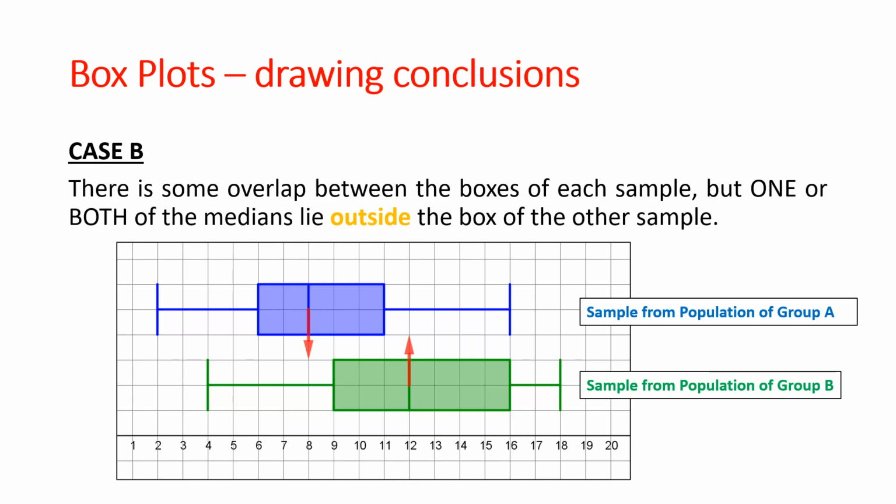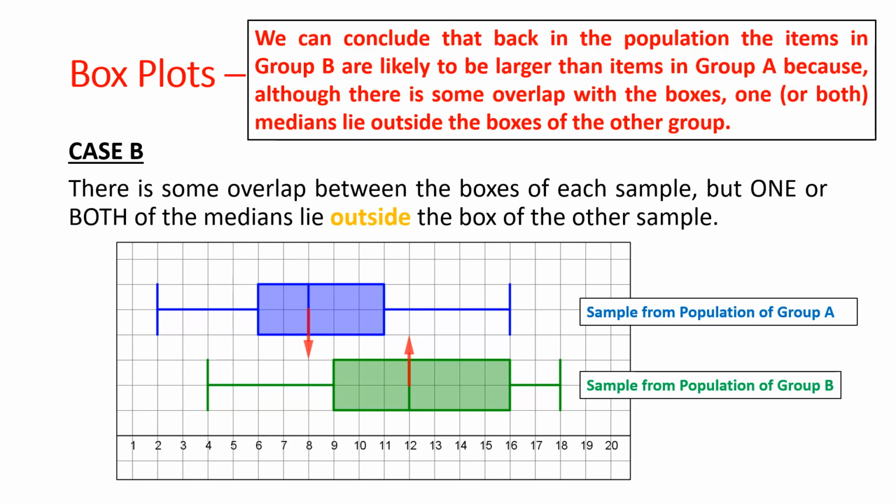Well, here's case B. There is some overlap between the boxes of each sample, but one or both of the medians lie outside of the box of the other sample. And this is the conclusion we'd make in this case. We can conclude that back in the population, the items in Group B are likely to be larger than items in Group A, because although there is some overlap with the boxes, one or both medians lie outside the boxes of the other group.